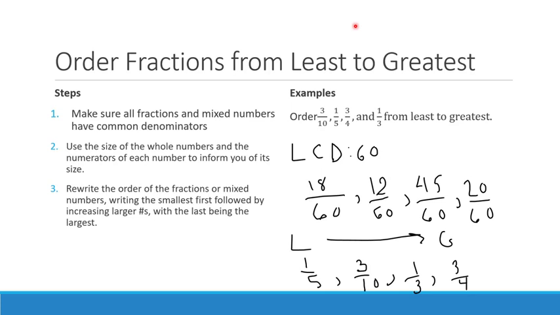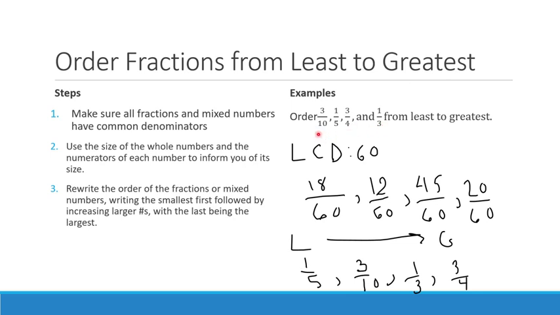Like comparing fractions and mixed numbers, when ordering fractions from least to greatest, we want to find common denominators and then look at the numerators in those equivalent fractions. When I order 3/10, 1/5, 3/4, and 1/3 from least to greatest, I want to first create equivalent fractions in which all of the denominators are the same. Notice that 10, 5, 4, and 3 have a common multiple of 60. And if you weren't sure, I would recommend listing out those multiples for these denominators.